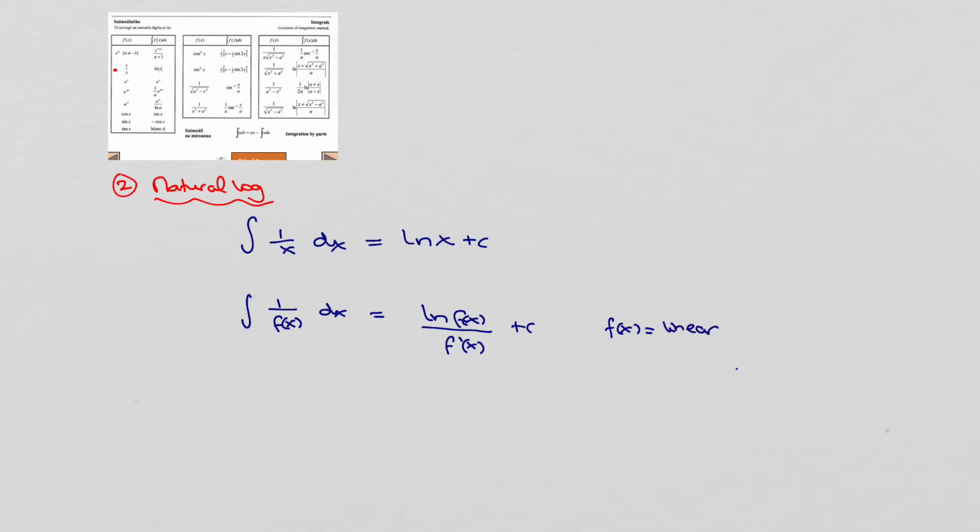So for example, if we have 1 over 2x plus 1 and we're integrating with respect to x, then it would be natural log of 2x plus 1 divided by the derivative of 2x plus 1. So if I differentiate 2x plus 1, I get 2, and then that's plus c. And of course, that can also be written as a half natural log of 2x plus 1 plus c.